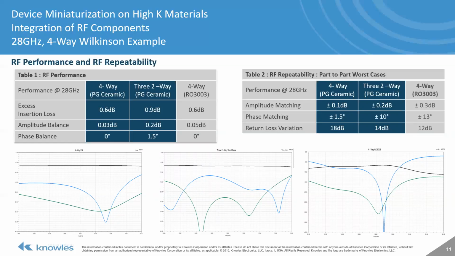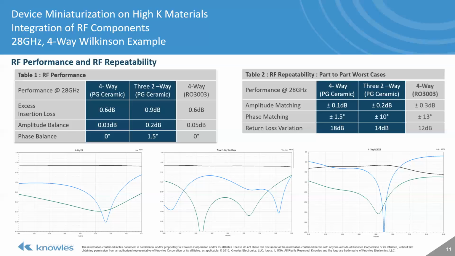In Table 2, we look at worst-case etching tolerances to show you what you can expect in performance over multiple builds. So thin film tolerances that were used are plus or minus 0.1 mil, while PCB tolerances we used were plus or minus 2 mil. And for the 3 2-way configuration, we took a look at a plus or minus 1 mil variation for XY location placement.